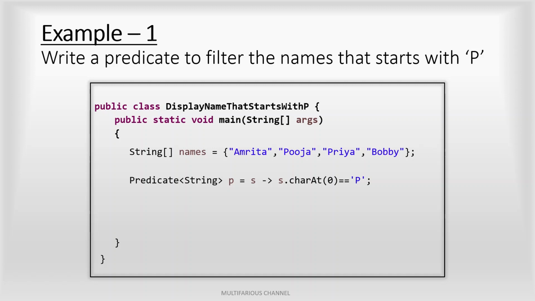Now what I'll do is I'll iterate over this array of names, and for each name I will check if the name starts with P or not. If it starts with P, I will print it to the console, else I will not print it. So let's see this code in action.